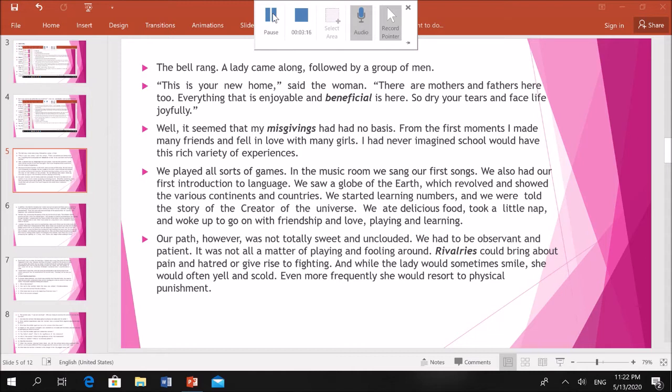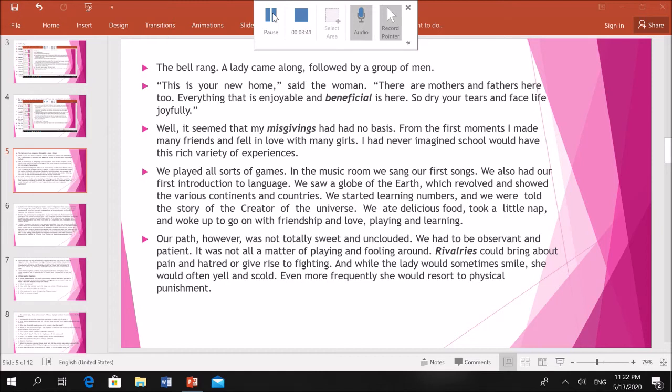Our path however was not totally sweet and clouded. We had to be observant and patient. It was not at all a matter of playing and fooling around.